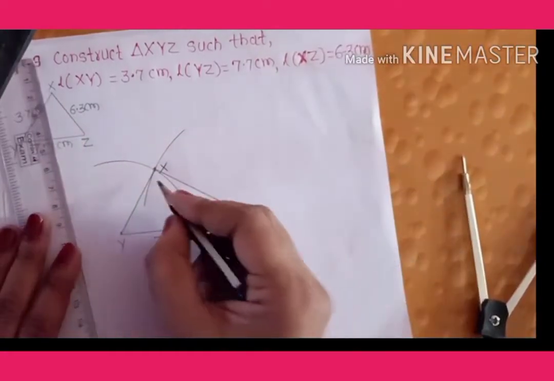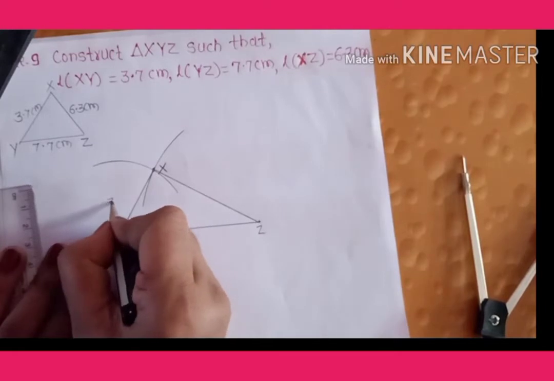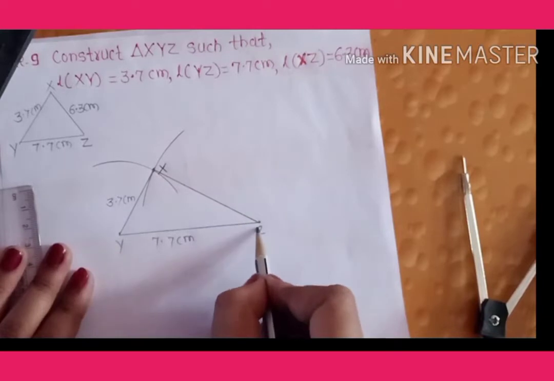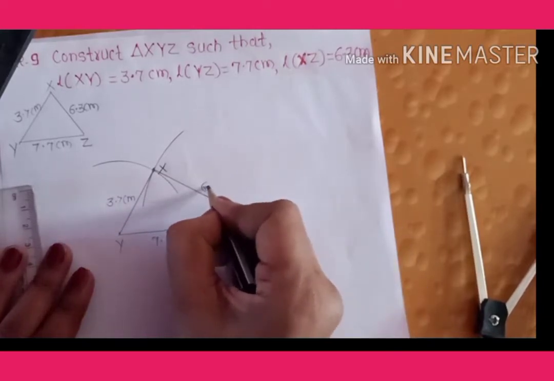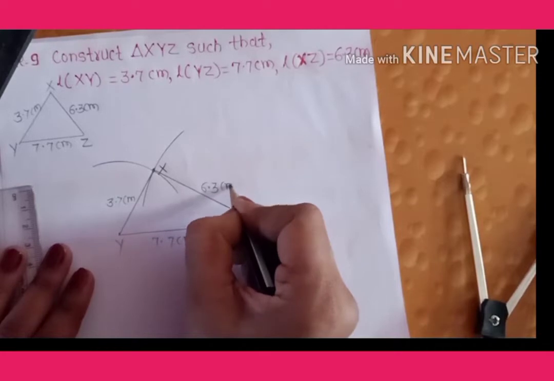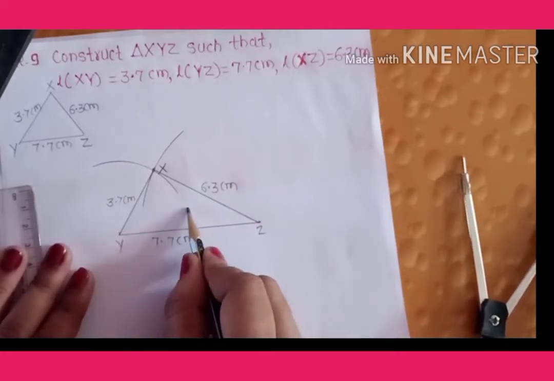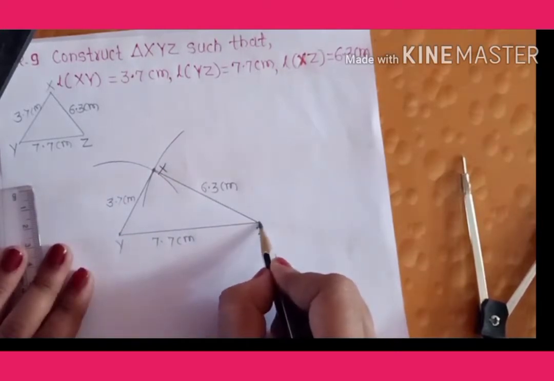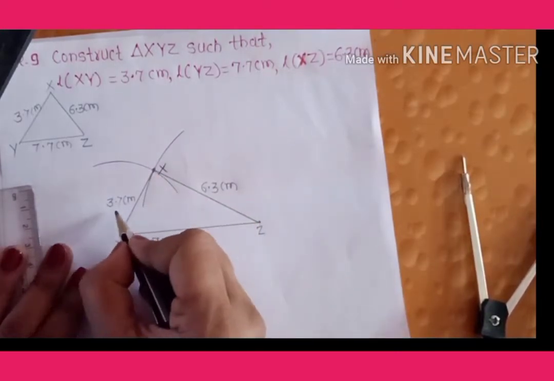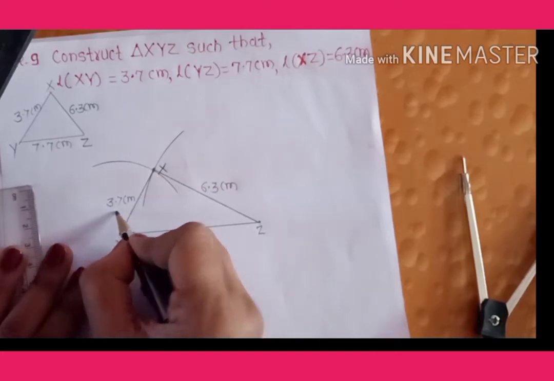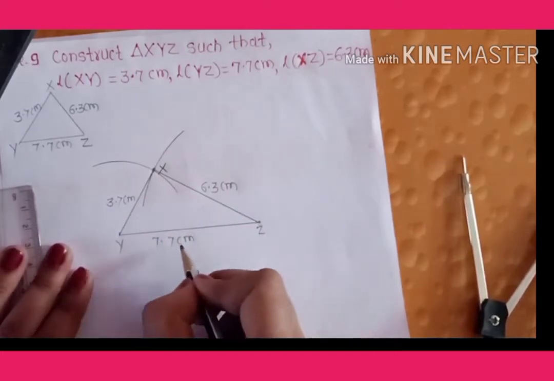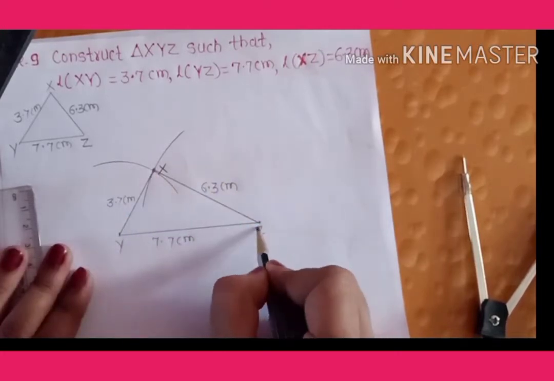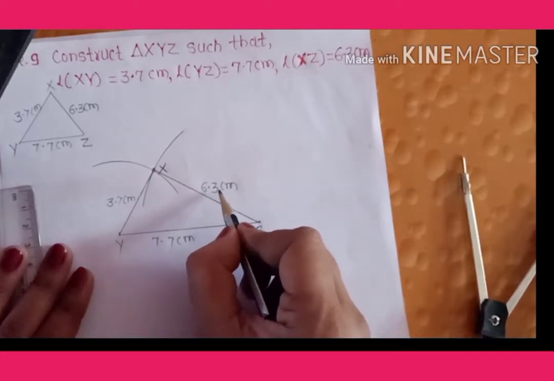Length of segment XY is equal to 3.7 centimeter. Length of segment XZ is equal to 6.3 centimeter. This is our required figure. Triangle XYZ such that length of segment XY is equal to 3.7 centimeter. Length of segment YZ is equal to 7.7 centimeter and length of segment XZ is equal to the 6.3 centimeter.